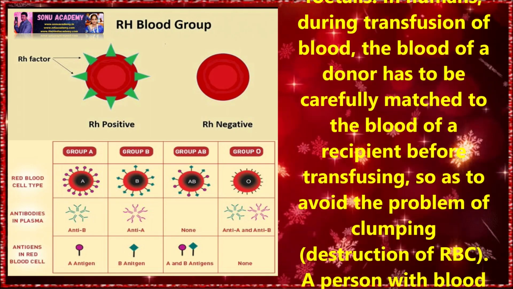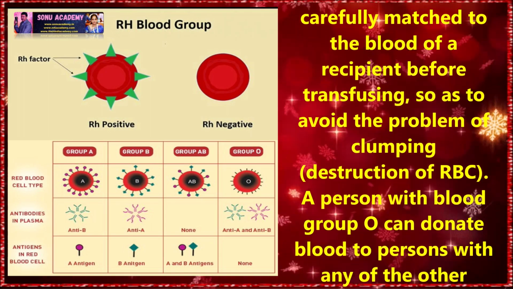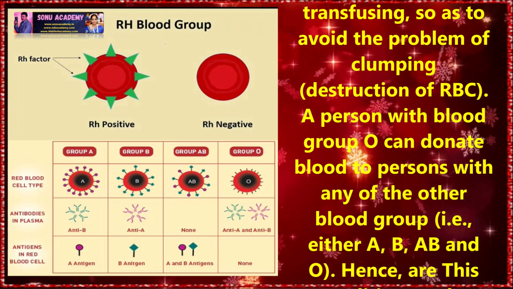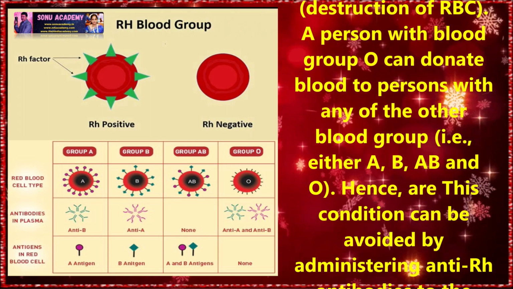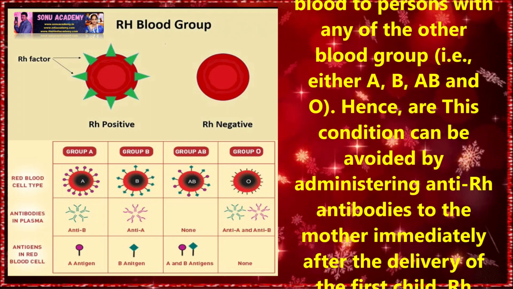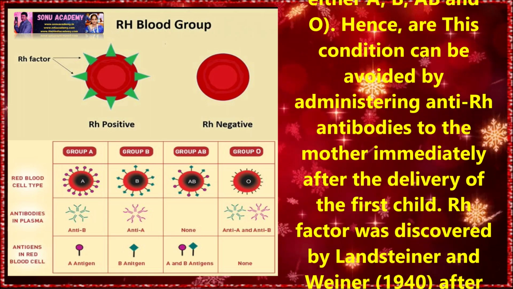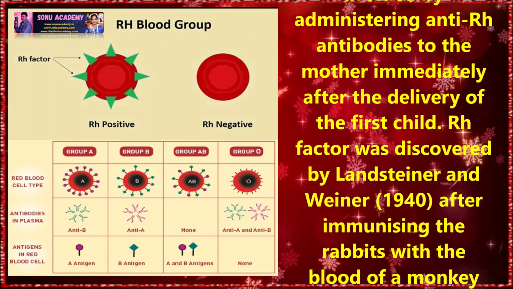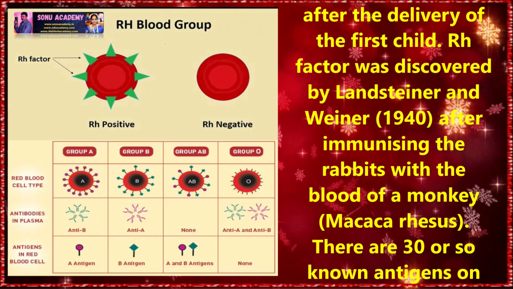In humans, during transfusion of blood, the blood of a donor has to be carefully matched to the blood of the recipient before transfusing, so as to avoid the problem of clumping, meaning destruction of RBC. A person with blood group O can donate blood to a person with any other blood group. This condition can be avoided by administering anti-RH antibodies to the mother immediately after the delivery of the first child.